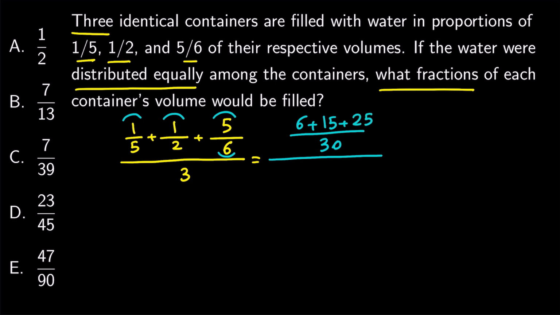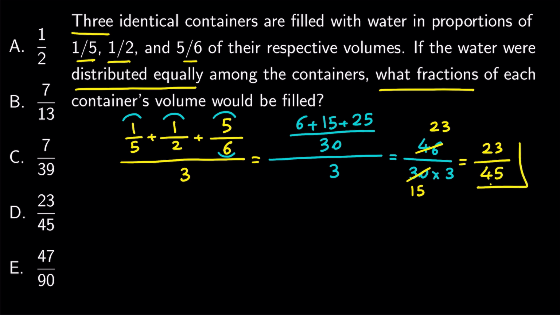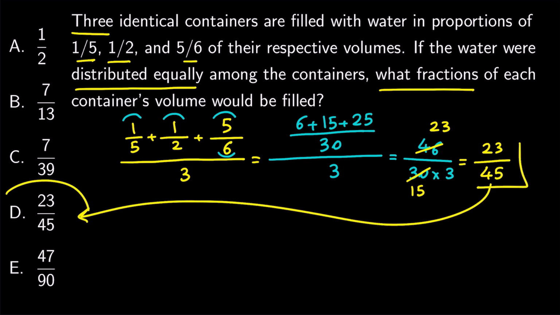So we get 6 plus 15 plus 25, which is 46 over 30, and the whole thing should be divided by 3, which gives us 46 divided by 30 times 3. Now we can simplify the fraction: 46 divided by 2 gives us 23, and 30 divided by 2 gives us 15, which gives us 23 divided by 15 times 3, which gives us 23 over 45, and that's it. The answer is D.